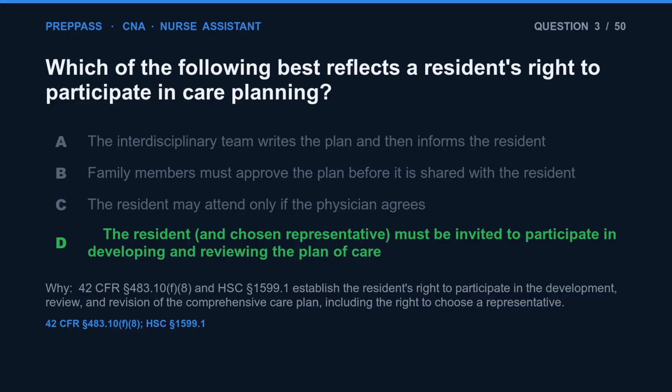The correct answer is D. 42 CFR Section 483.10(c)(2) and HSC Section 1599.1 establish the resident's right to participate in the development, review, and revision of the comprehensive care plan, including the right to choose a representative.